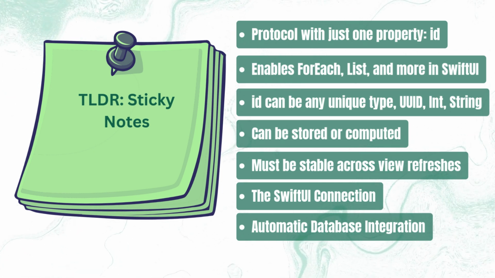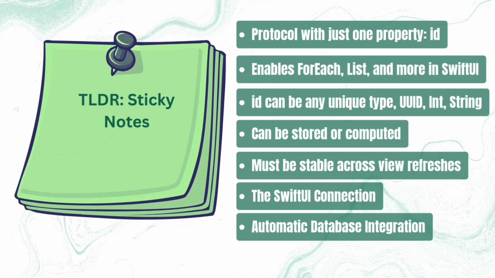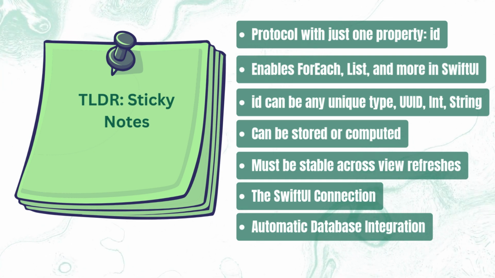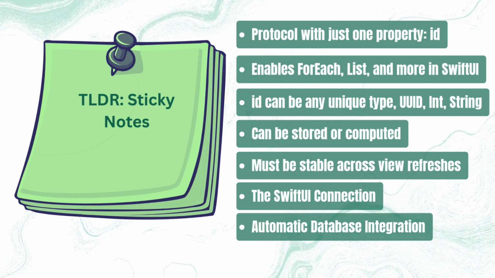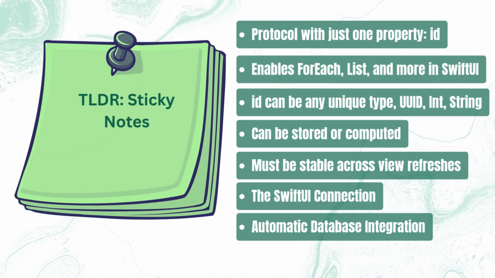Identifiable may be one of Swift's simplest protocols, but its impact on code clarity and correctness can't be overstated. From powering SwiftUI's efficient updates to enabling type-safe identifiers throughout your codebase, this tiny protocol solves real problems in elegant ways. So that was Identifiable.